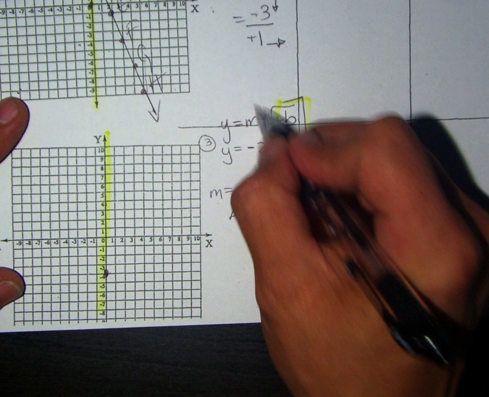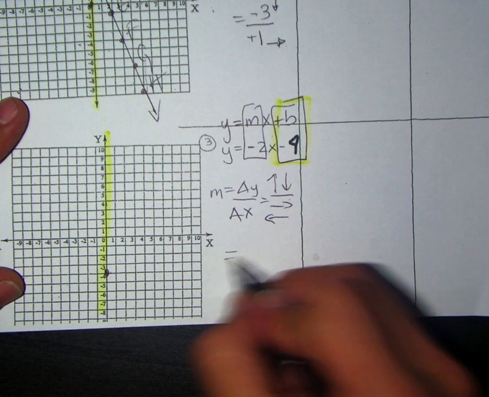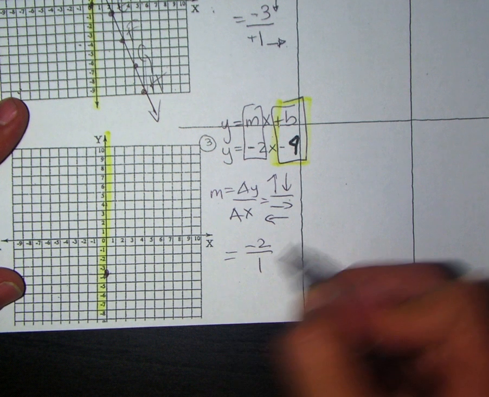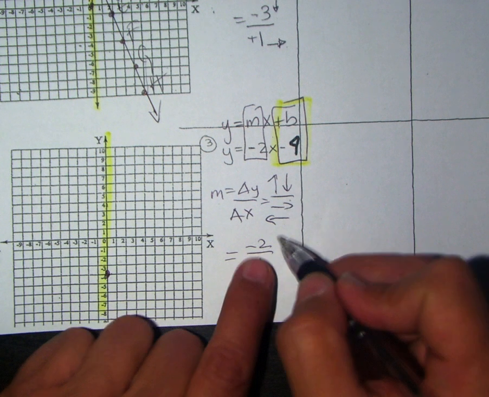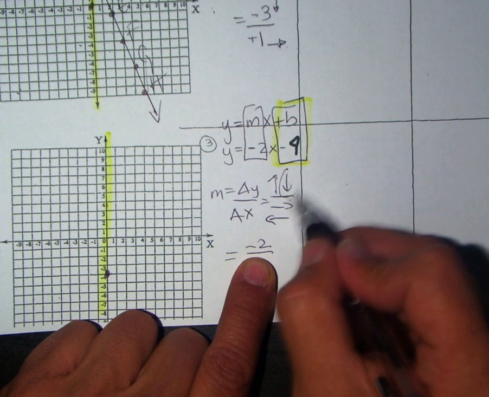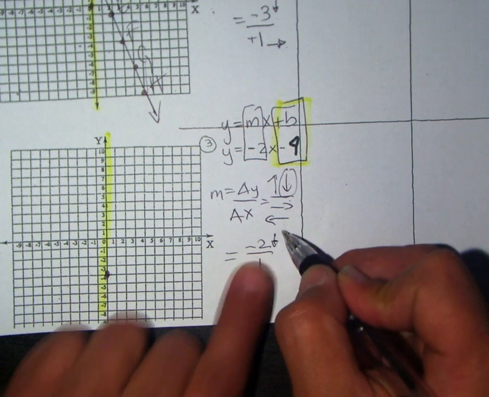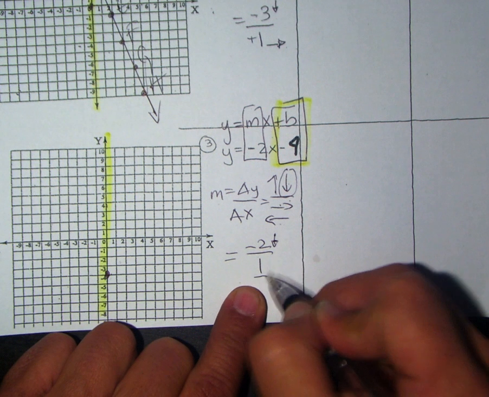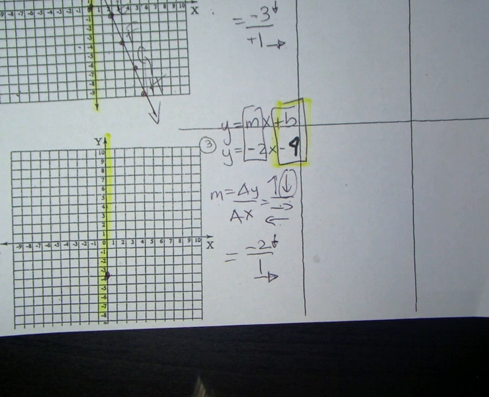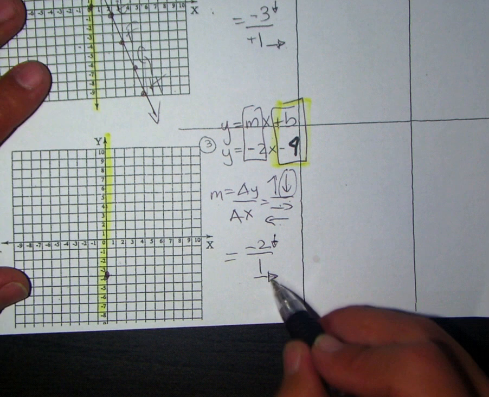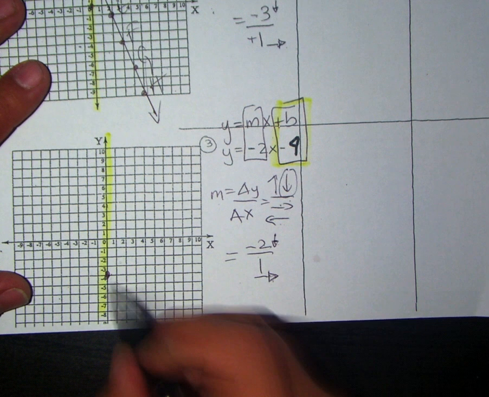So there, I need negative 2, right? Your m is what? Negative 2 over 1. Be careful. Negative 2, is it up or down? Yes, down. 1, right or left? Right, there you go. So let's go ahead and do it. Negative 2 and then 1. So 2 steps down.